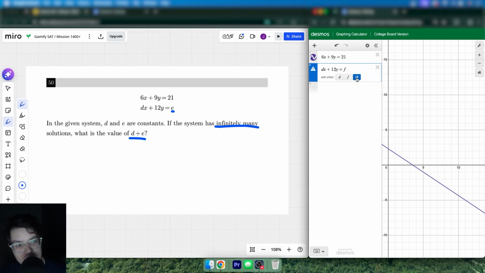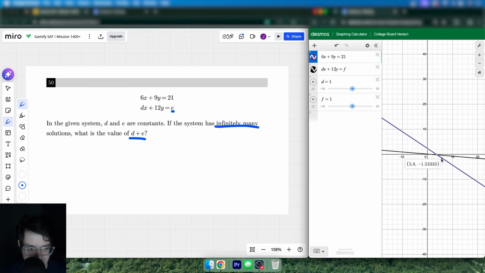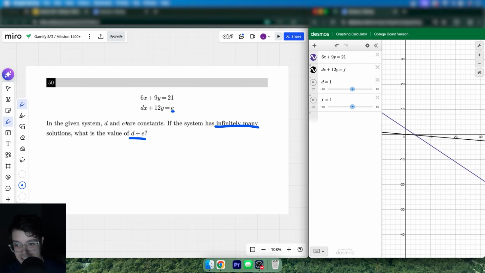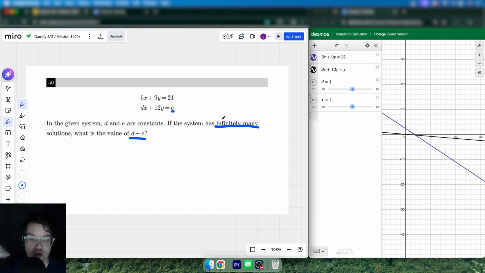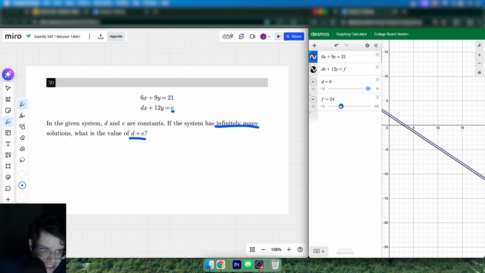And so I'm going to make both F and D a slider. So now we have D and F. And what we're trying to do now is make it so both of these lines have infinite solutions, aka they're literally the exact same line because they touch at every single place imaginable. So I'm just going to go ahead and move it. No, this isn't really the most scientific way of doing this, but I can just kind of see where it works. So if I move F around, if I make that a bit bigger, where would I have to put it to make these the exact same line?